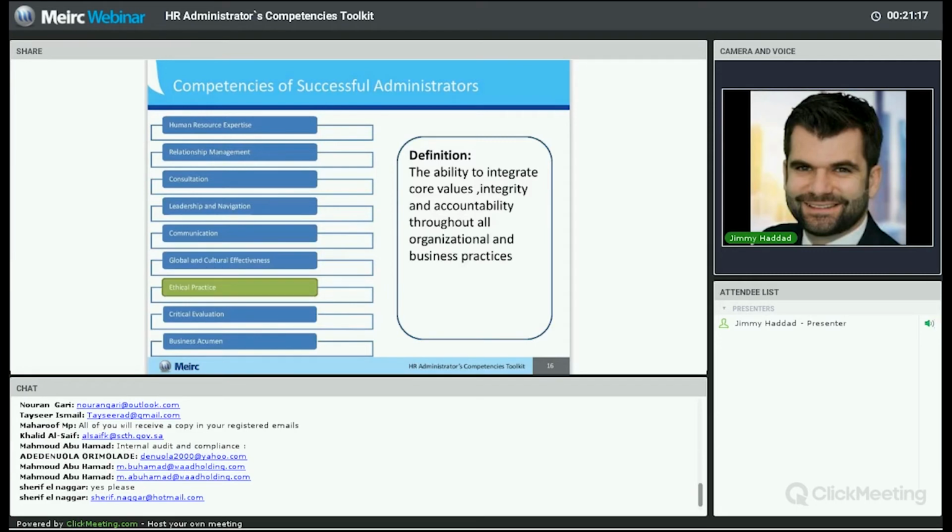Another of the 9 competencies is that of ethical practice, which is the ability to integrate core values, integrity, and accountability throughout all organizational and business practices. And some behaviors could include identifying potential conflict of interest and reporting the potential conflict of interest. It could be following policies consistently and being fair across all employees, regardless of favoritism. And another behavior could be that of establishing oneself as a credible, trustworthy source for employees to voice their concerns.